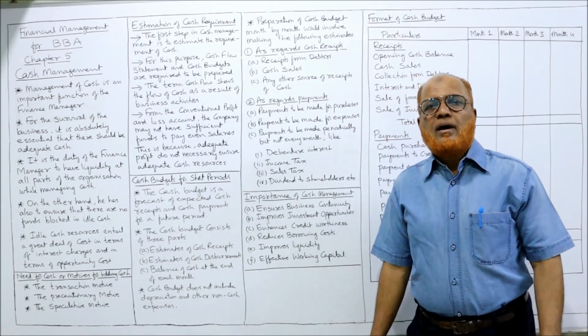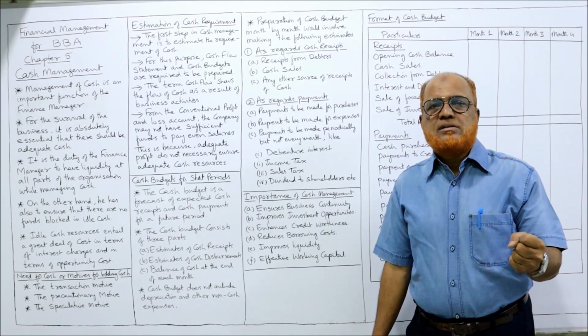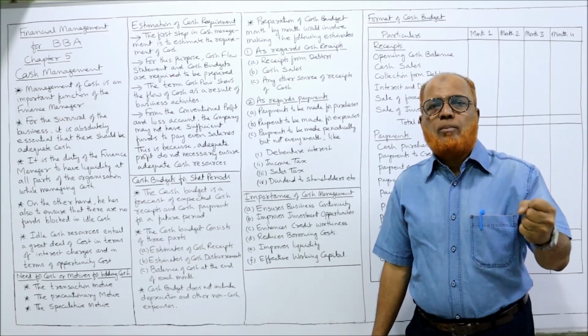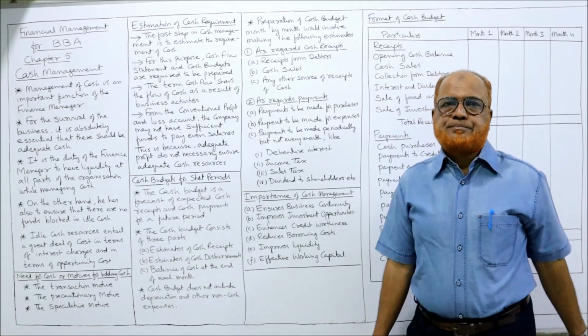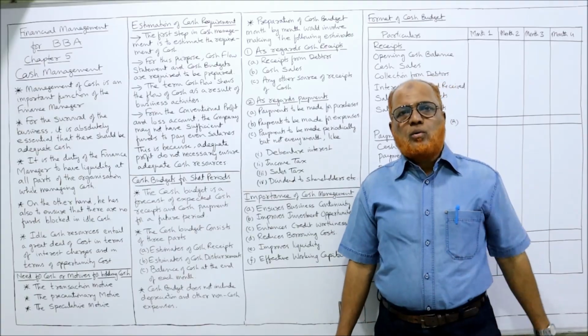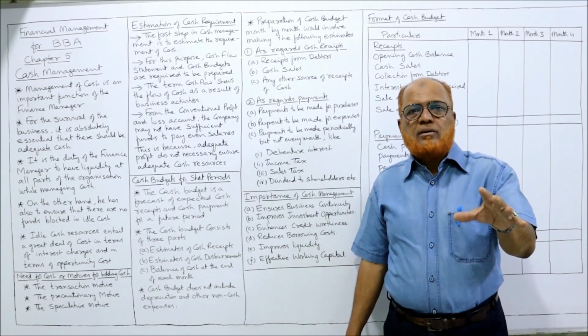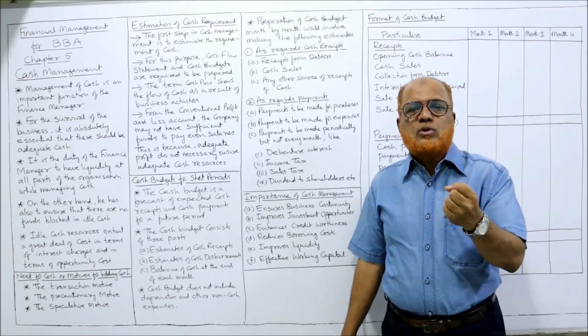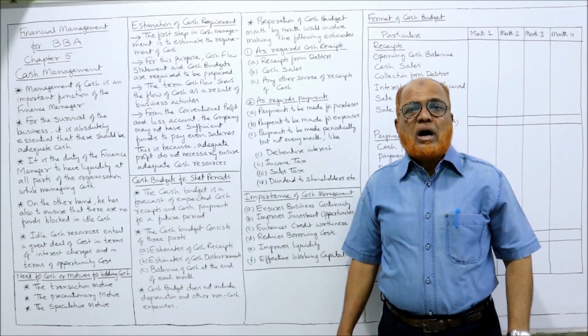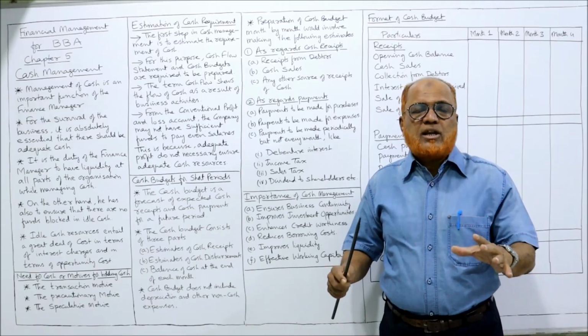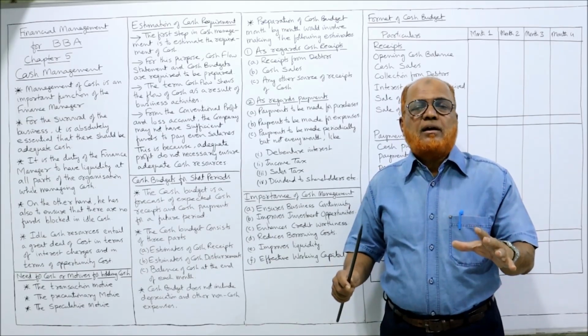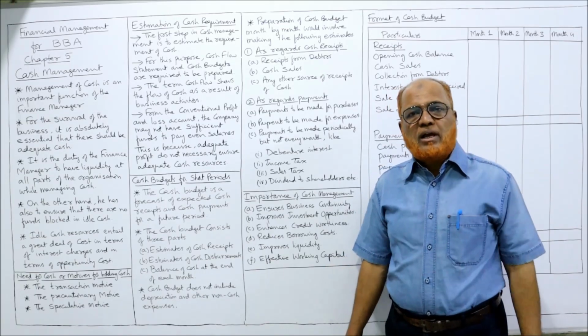Next one, improves liquidity. Liquidity means the ability of the business to pay the current obligations on time. That is called liquidity. So all the current obligations can be paid on time if our liquidity position is good. If proper cash management is maintained, definitely the liquidity position will improve.